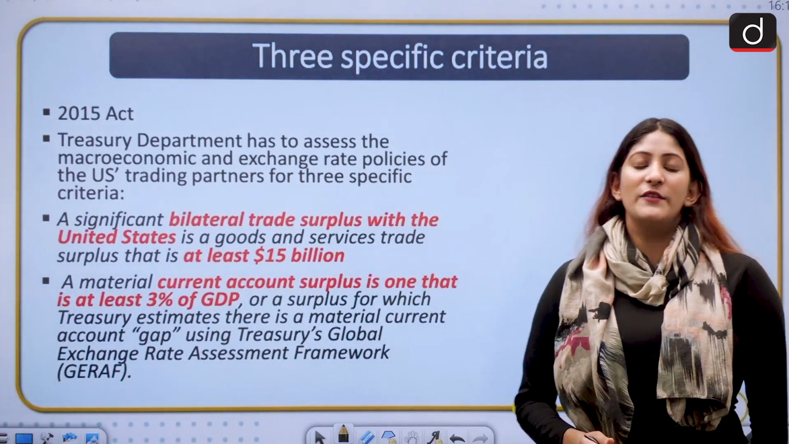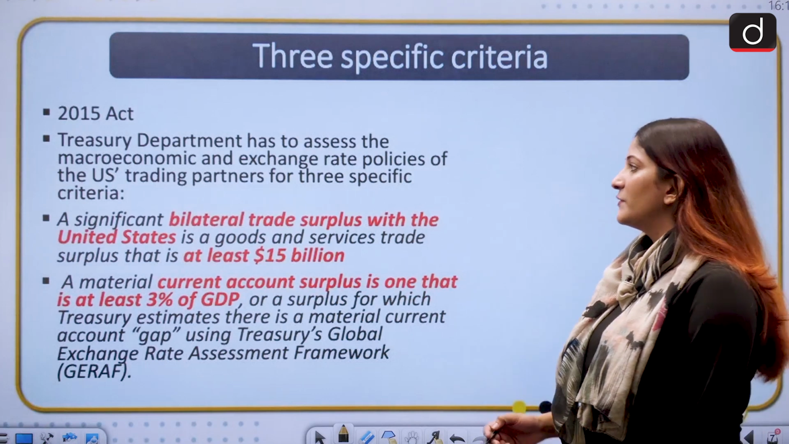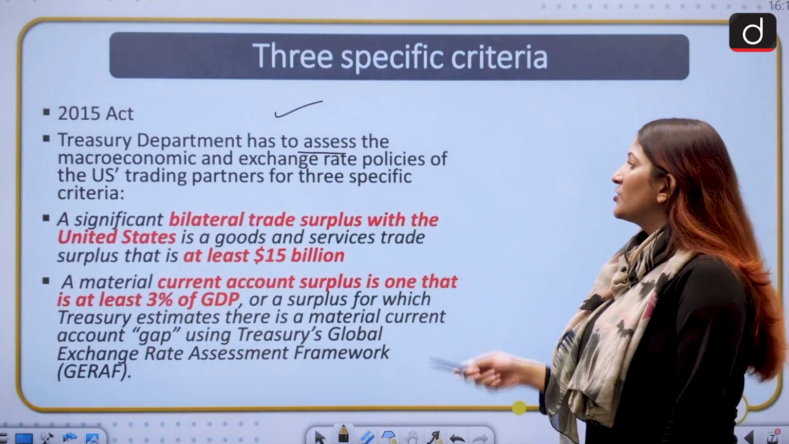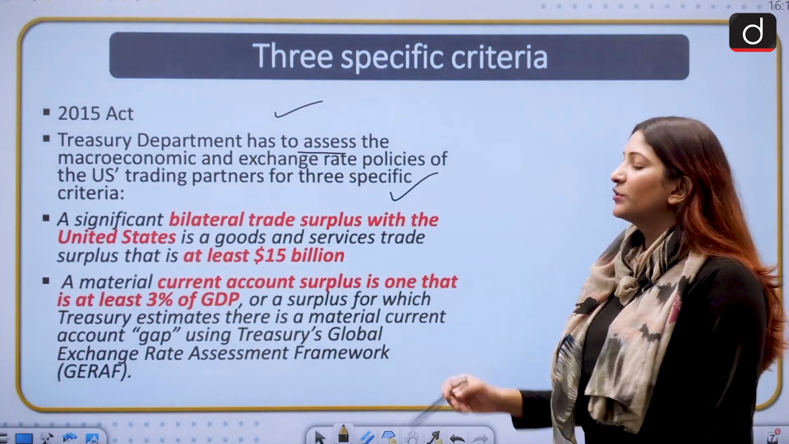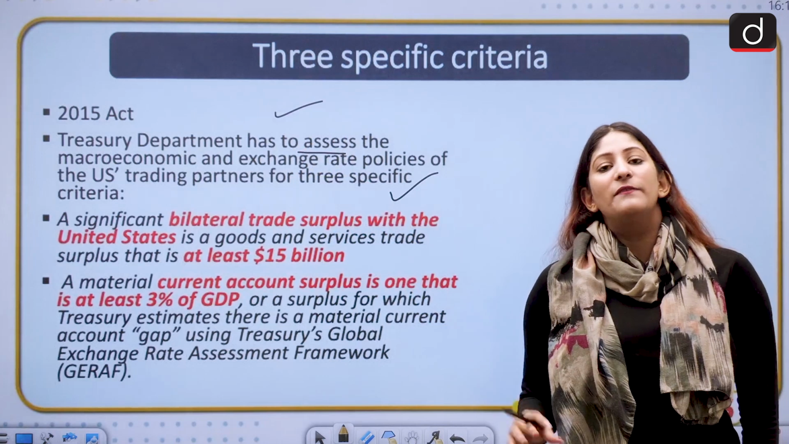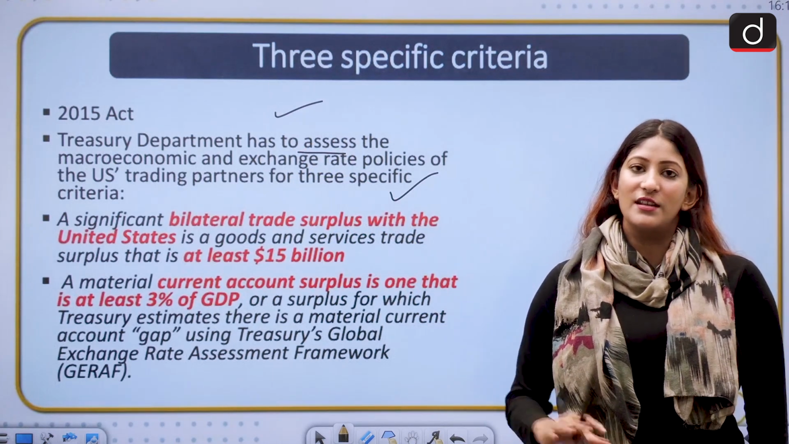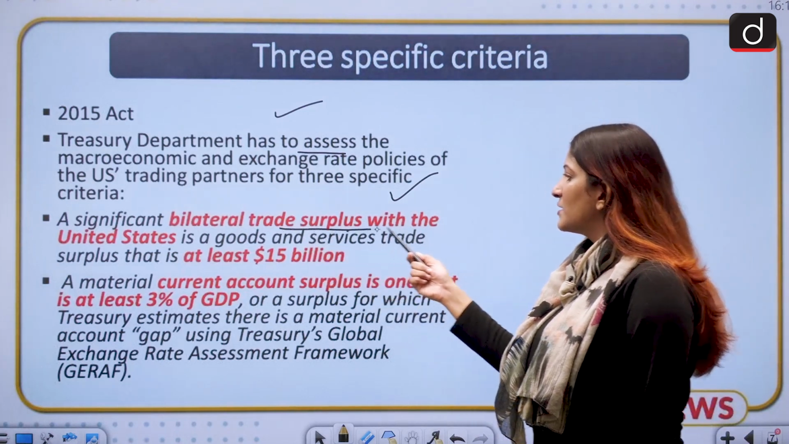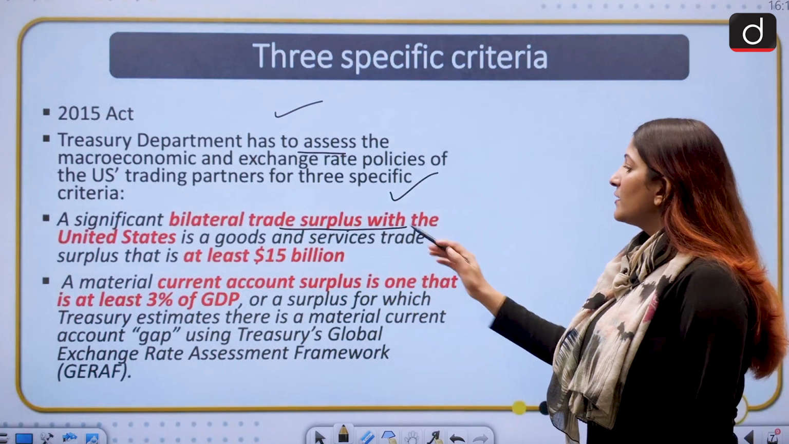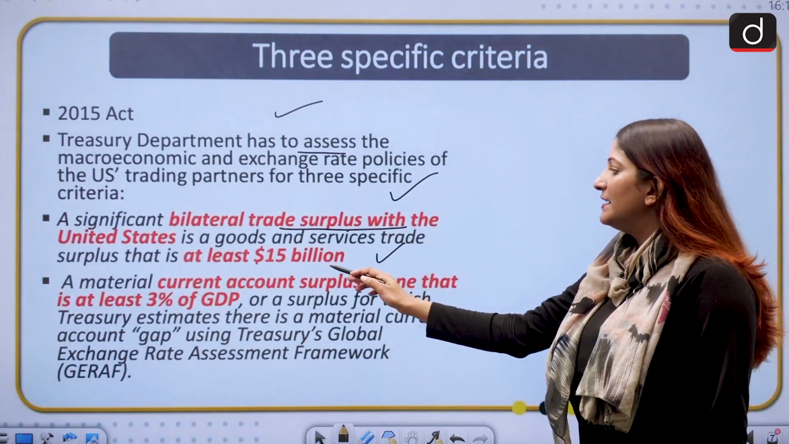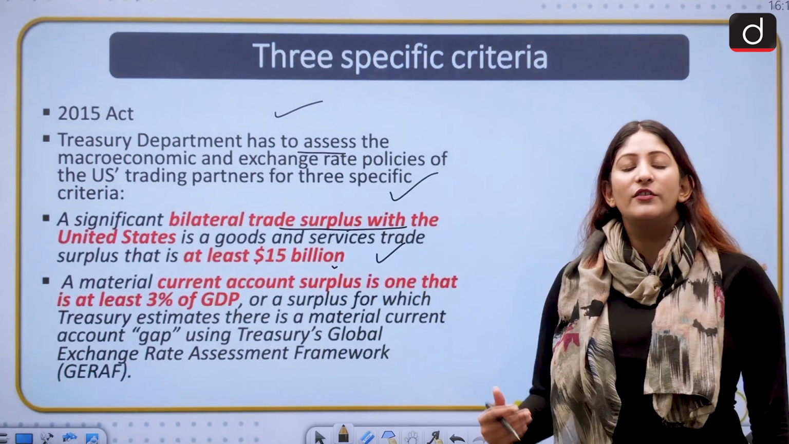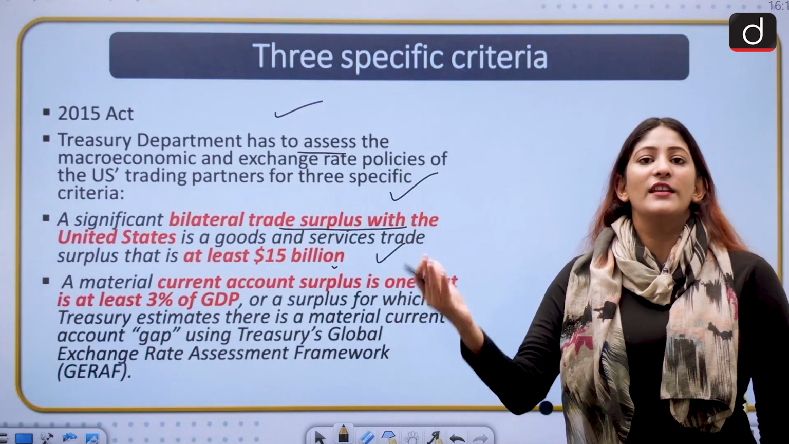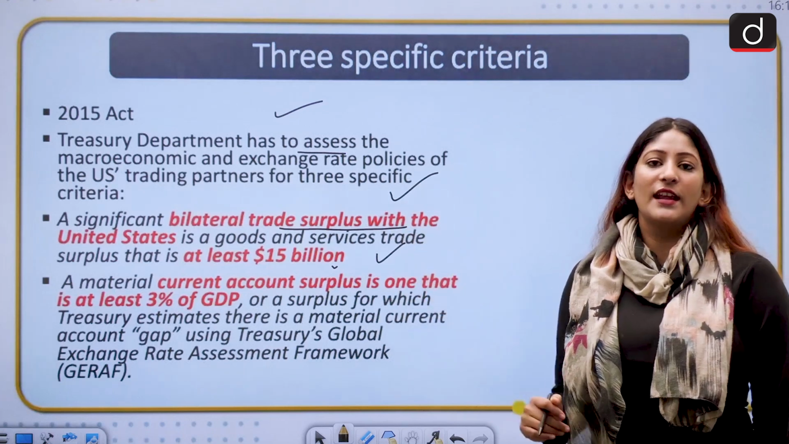Now, according to the Trade Facilitation and Trade Enforcement Act 2015, the Treasury Department has to assess the macroeconomic and exchange rate policies of the US trading partners for 3 specific criteria. And if any country is meeting these 3 criteria, then it will be put on the list. First, a significant bilateral trade surplus with the United States, which is a goods and services trade surplus of at least $15 billion. So if any country has a trade surplus, for example, if India is exporting more rather than importing more from the US, then it can reflect in this list.